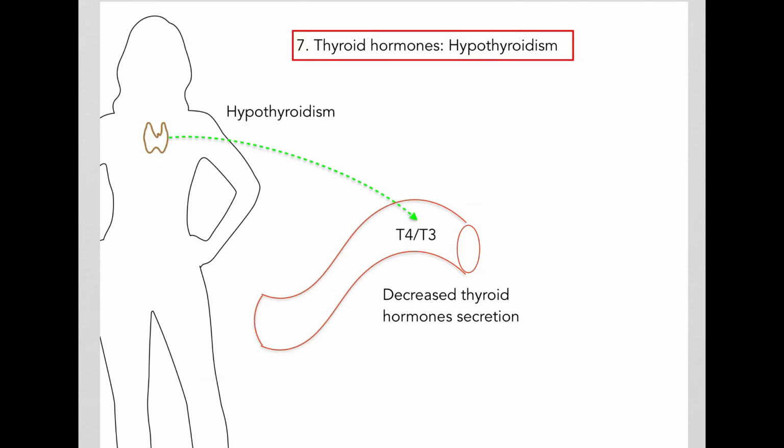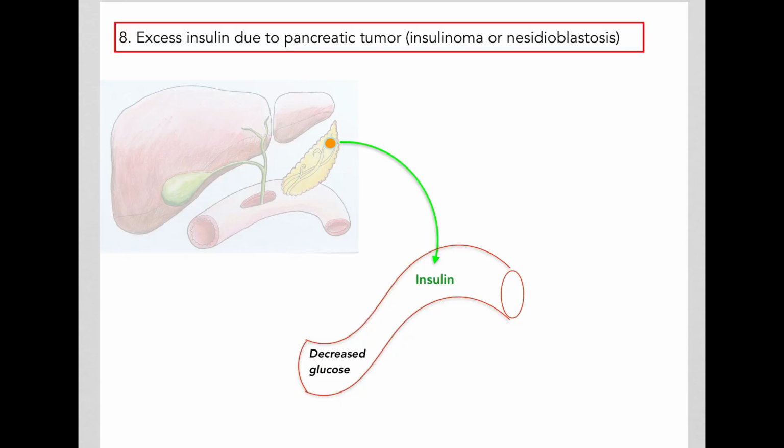Thyroid hormones, as we saw, increase blood glucose. So if there is less secretion of thyroid hormones, what we call hypothyroidism, less T4, T3, that can also lead to hypoglycemia. Now, excess insulin due to a pancreatic tumor, what we call insulinoma or nesidioblastosis, this tumor in the pancreas can secrete a lot of insulin, and as we saw earlier, insulin decreases your blood glucose, and that can lead to hypoglycemia.